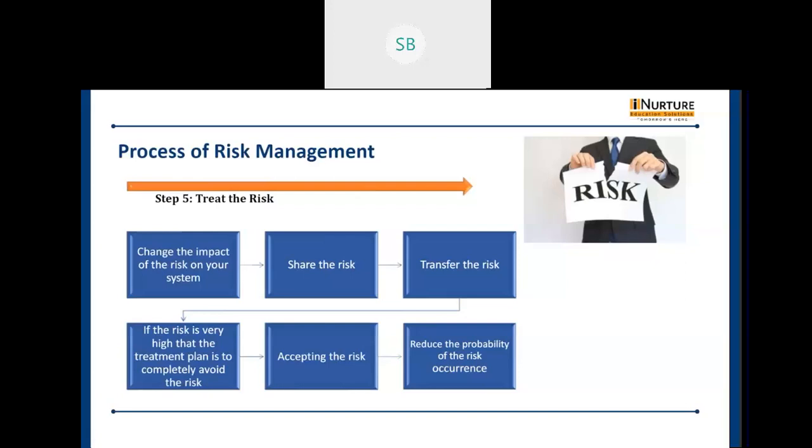So here, if the risk is very high, then the treatment plan is to avoid it completely. I'm telling you repeatedly, you can estimate the risk as low, medium, critical, and the last one is extremely critical. When you have extremely critical cases, where it's not possible to reduce the impact of those risks, what you can do is just avoid it. Don't take that risk.